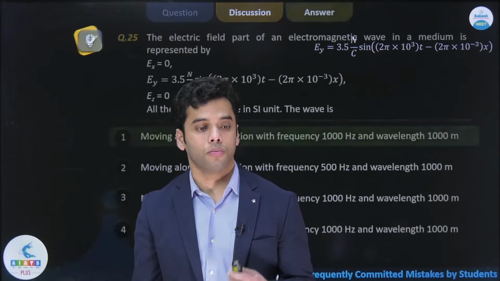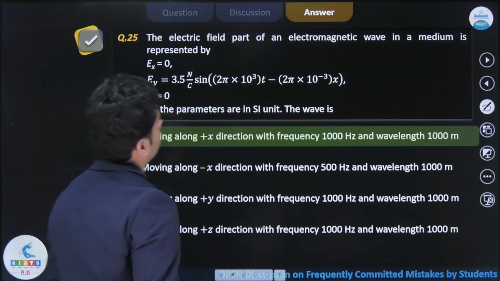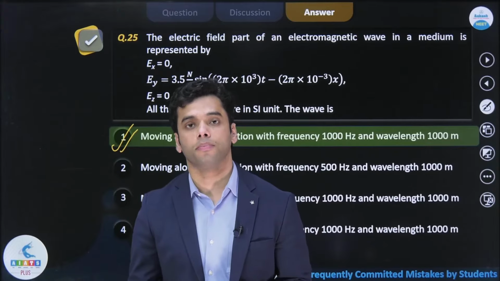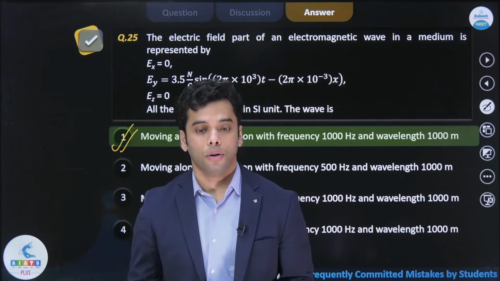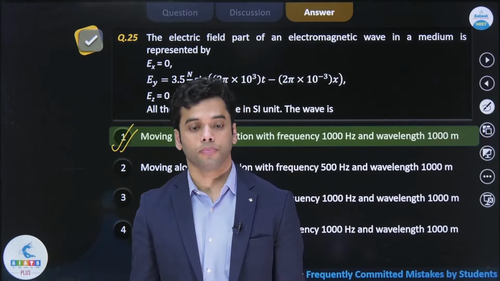Okay, so the correct answer to this problem is option 1. Does anyone have a doubt in this problem, beta? Any doubt? Okay, I guess there is no doubt. Let's move forward.